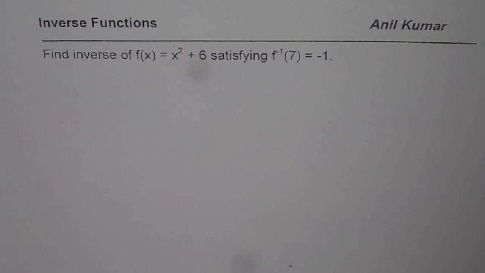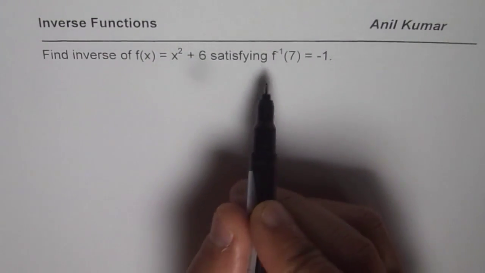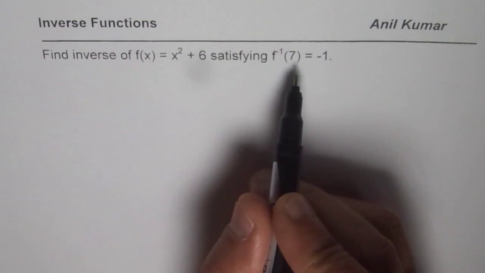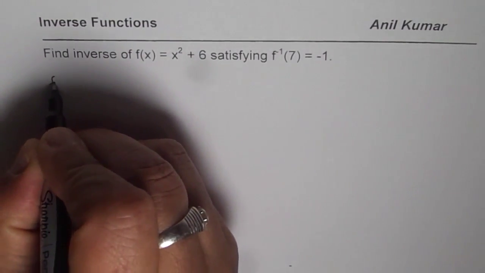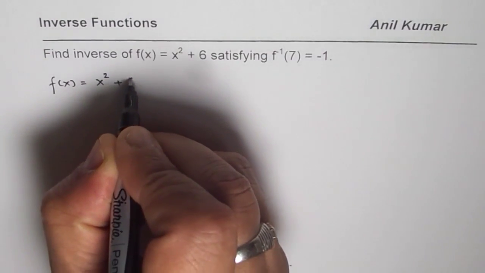Find the inverse of f of x equals x squared plus 6, satisfying f inverse of 7 equals minus 1. So let us first find the inverse of the function, and then we will see the later half of this question. f of x is equal to x squared plus 6.